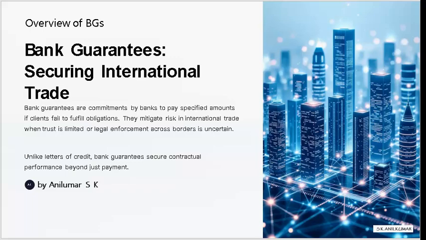The understanding is that the parties will act in good faith. This bank guarantee acts as a risk mitigation tool. It ensures performance and it gets payment when trust between the parties is limited or legal enforcement is difficult. Unlike a letter of credit, which facilitates payment for performance, a bank guarantee facilitates payment for non-performance.